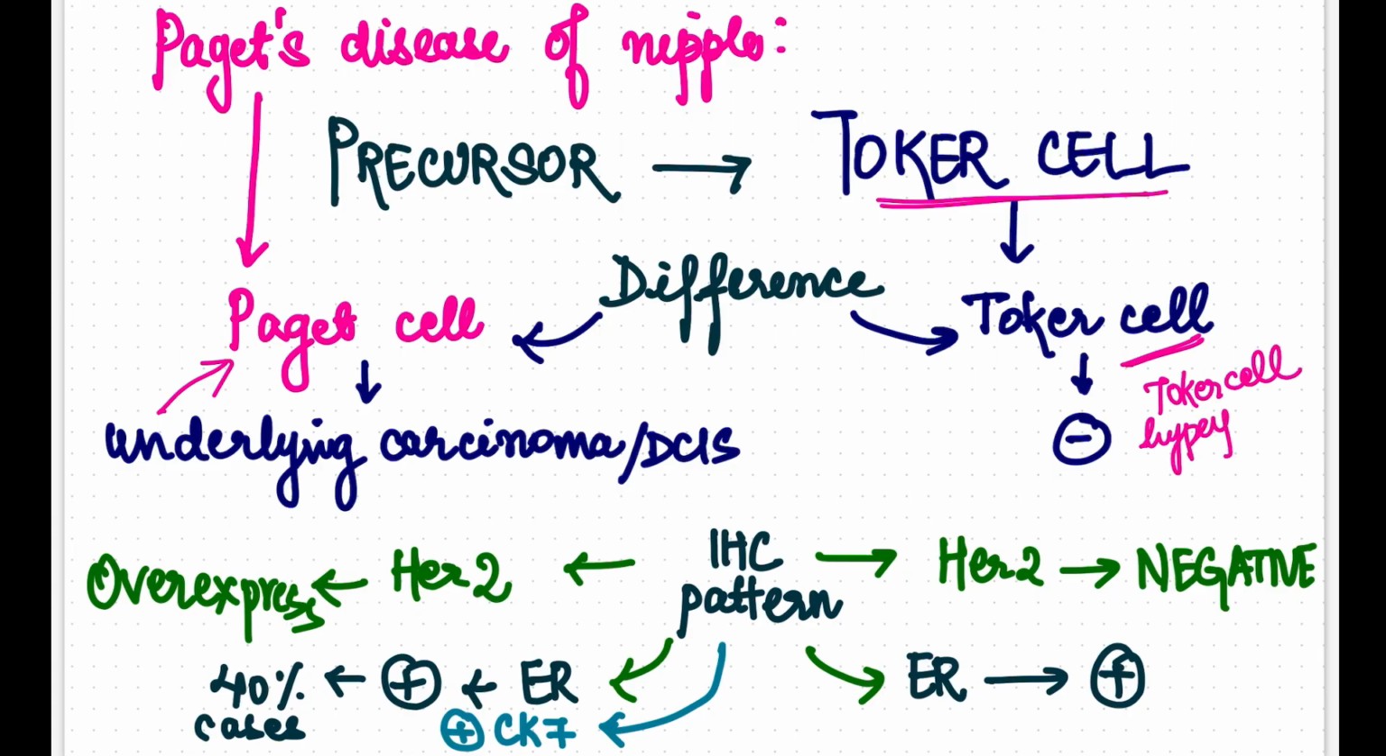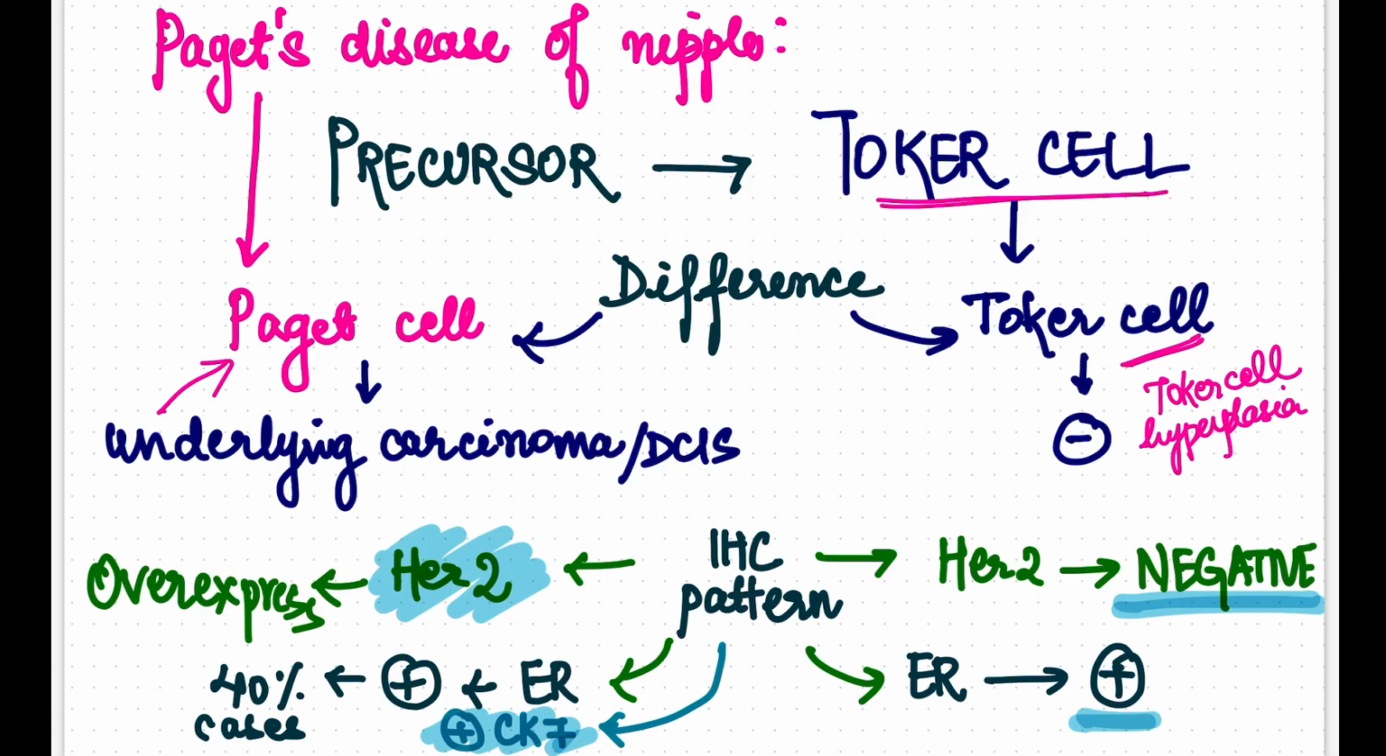Now, if you're confused and you have to confirm it with immunohistochemistry, you have to remember that Paget cells are usually strongly CK7 positive and they overexpress HER2, in contrast to the IHC pattern of Toker cells, where HER2 is negative. And one more thing: only 40% of Paget cells show ER positivity and only 30% show PR positivity, but the Toker cells are usually ER positive. So, this is what you have to remember.